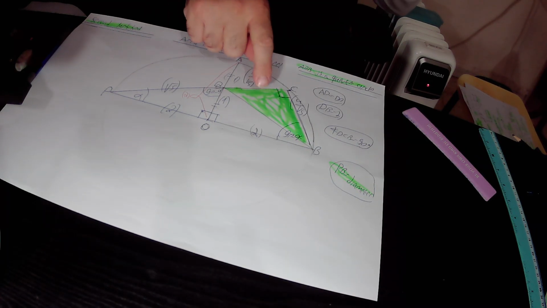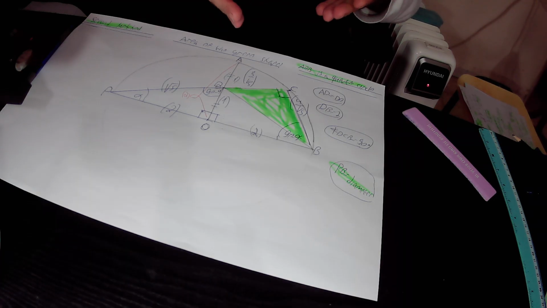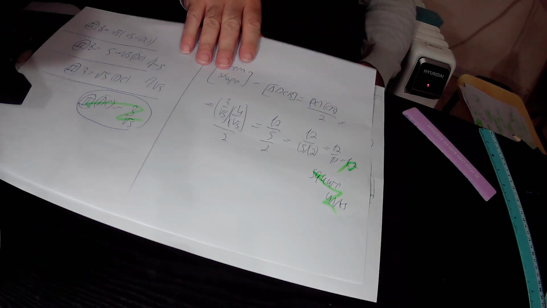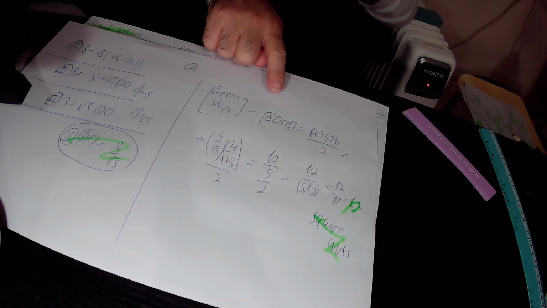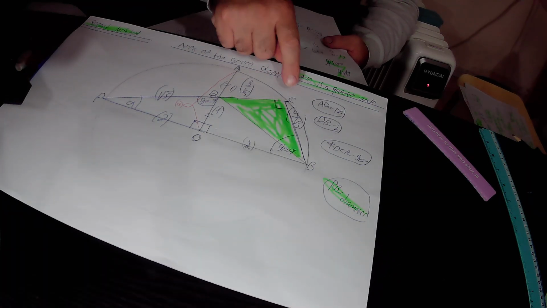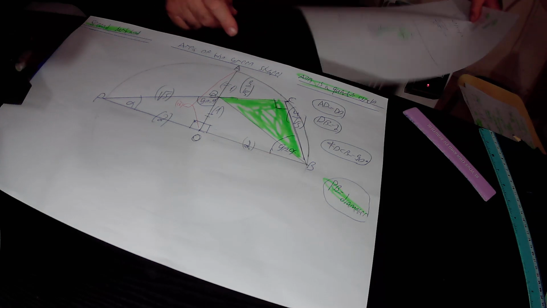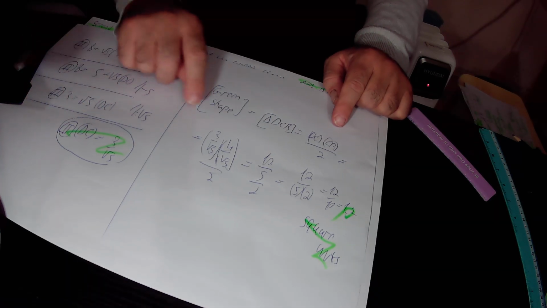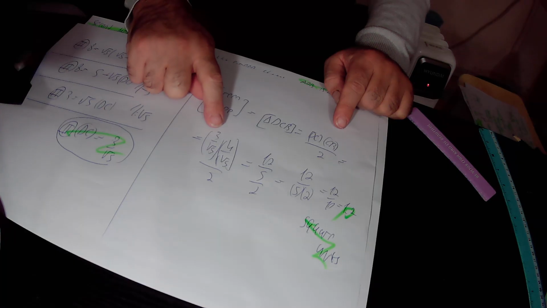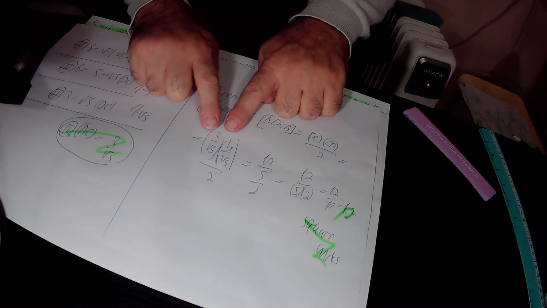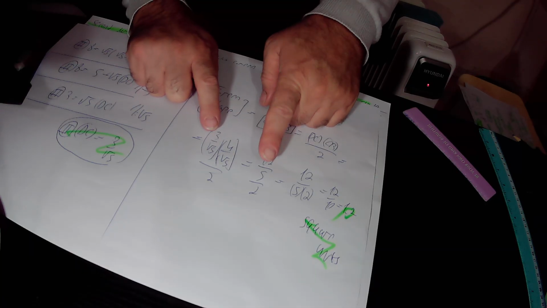Our task is to find the area of this green shape. The green shape is the green right triangle DCB. The area of the green right triangle DCB equals the base DC times the height CB over 2. DC is 3 over square root of 5 times CB is 4 over square root of 5, divided by 2. 3 times 4 is 12. Square root of 5 times square root of 5 is 5, over 2.